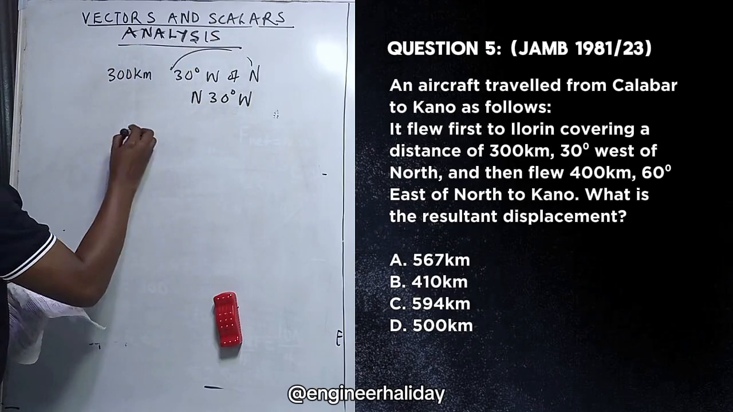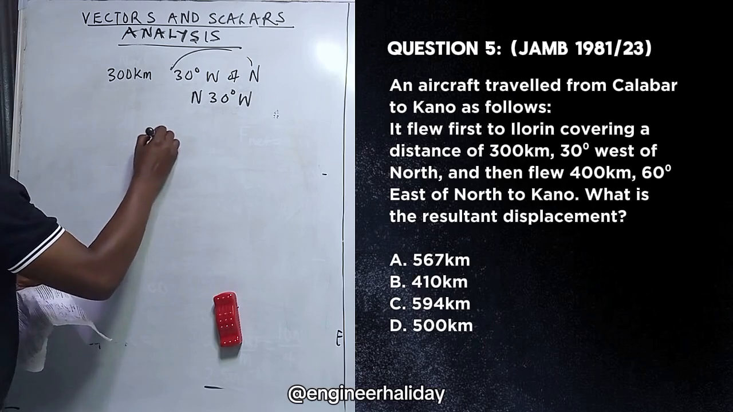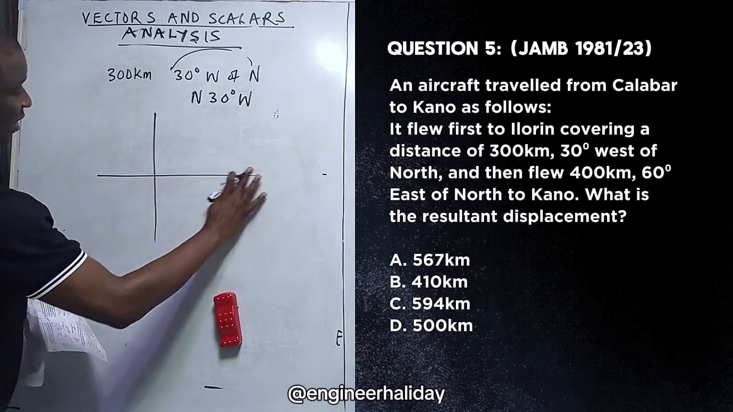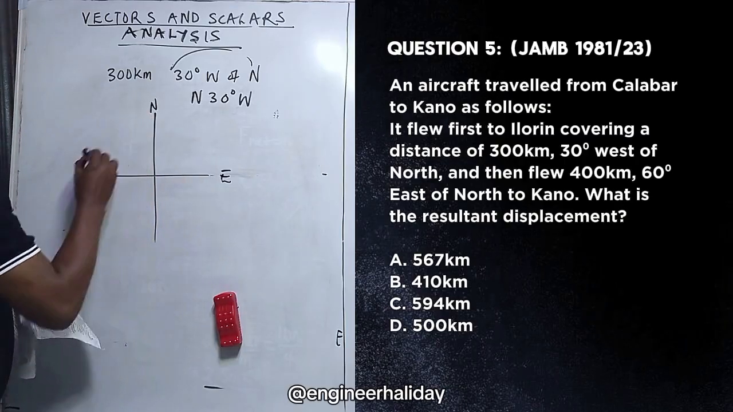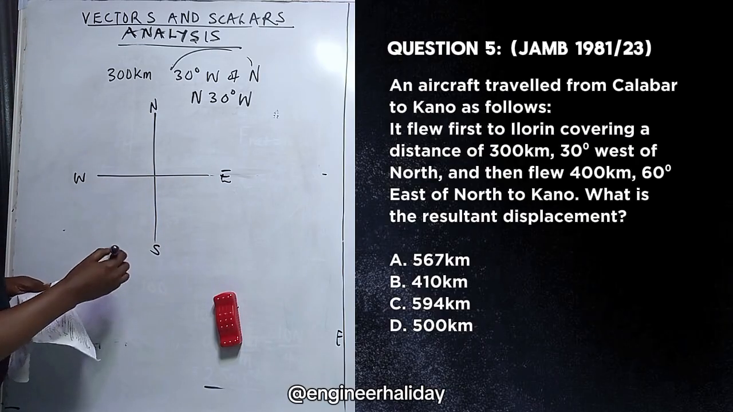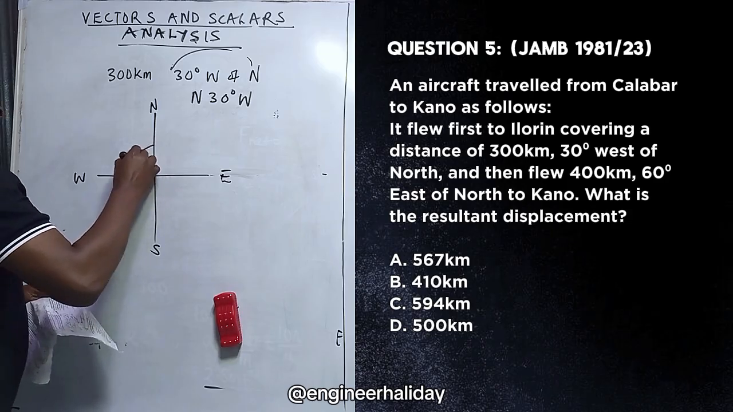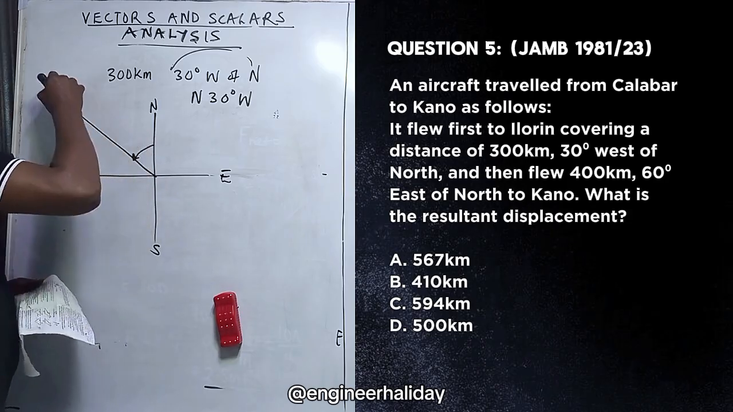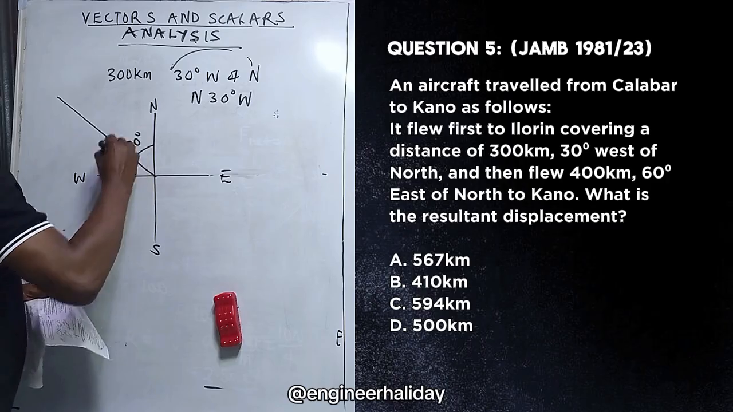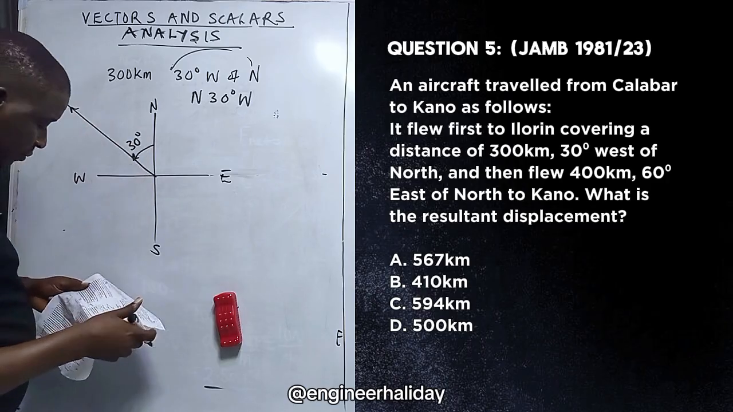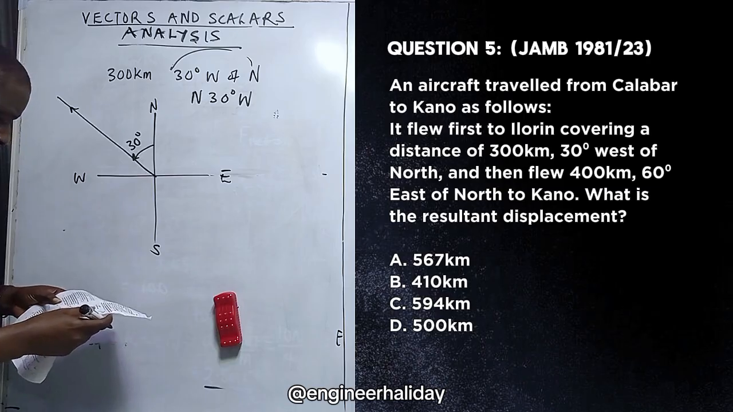Interchange. So how do we draw the diagram? Let's say this is your north, east, south and west. So this one will give us 30 degree. We go like this. It is 30 degree west of north, not 30 degree west. Then the next one says what?